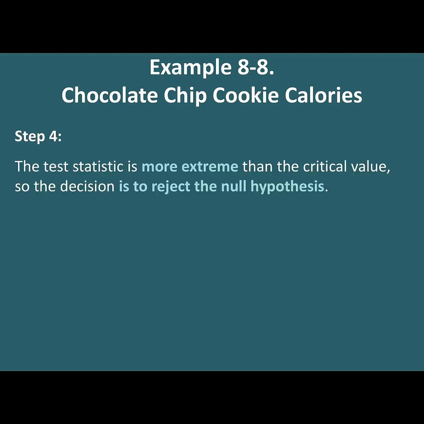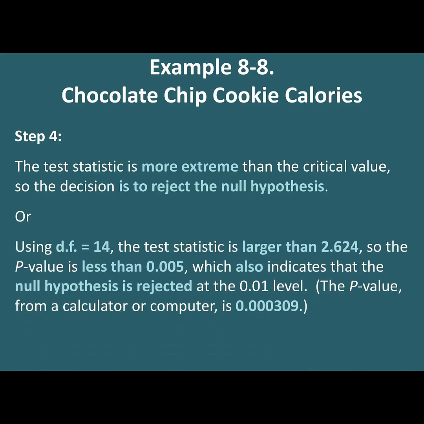Here, the test statistic is more extreme than the critical value. So the decision will be to reject the null hypothesis. Or another way to look at it, with degrees of freedom 14, the test statistic is larger than 2.624. So the p-value will be less than 0.005, which also indicates that the null hypothesis is rejected at the 0.01 level. Again, the p-value can be calculated from a calculator.